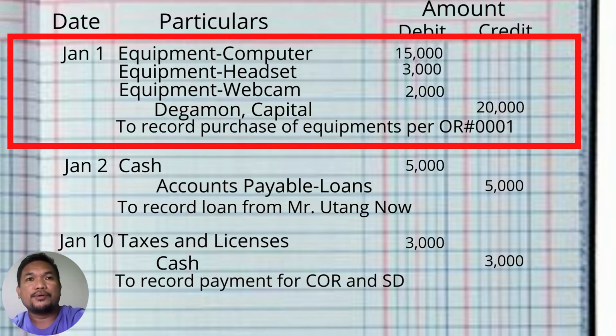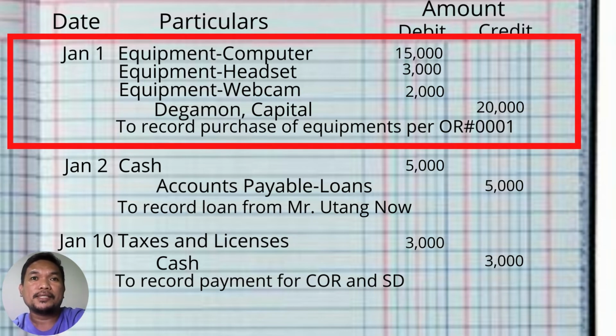Alright, now let's move forward. In our first transaction earlier, I mentioned that you invested in equipment. Of course, in this kind of job, kailangan natin ng mga equipments. So nag-invest tayo. So yung accounts na gagamitin natin is ito. Take note of this January 1, yung naka-red. Of course, kailangan natin ng computer. So bumili tayo ng computer, that is equipment. Kailangan mo siya lagyan ng computer para specific yung equipment mo. So, that's for 15,000. Then, of course, equipment na headset, that is 3,000.